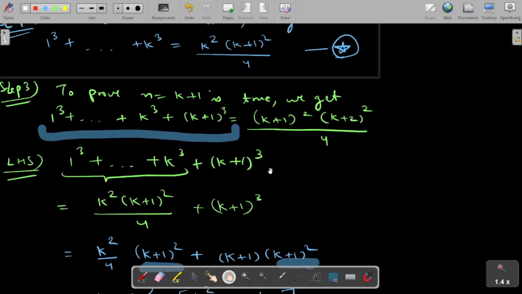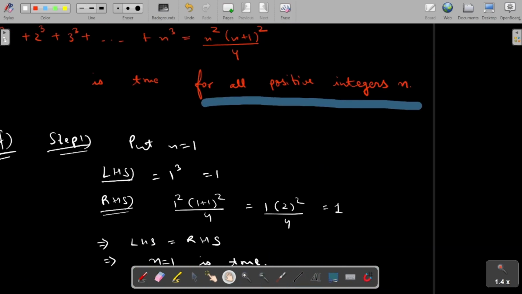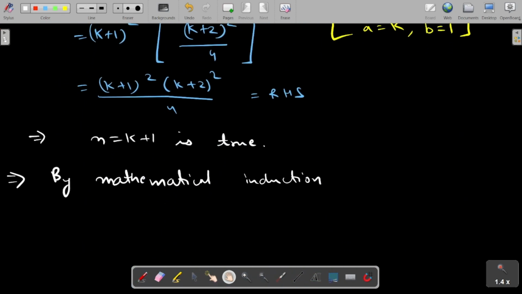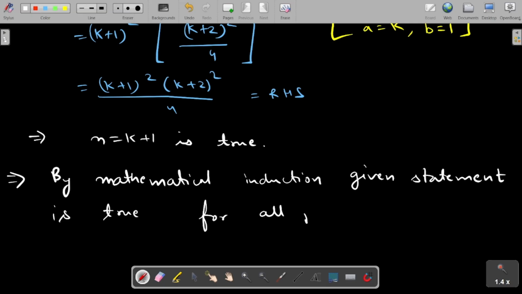Look, in the question, if it is given true for all the positive integers, you need to write accordingly. If it is written true for all natural numbers, try to answer in the format in which the question is being posed, in which the question has been asked. So by the mathematical induction, the given statement is true for all positive integers n.